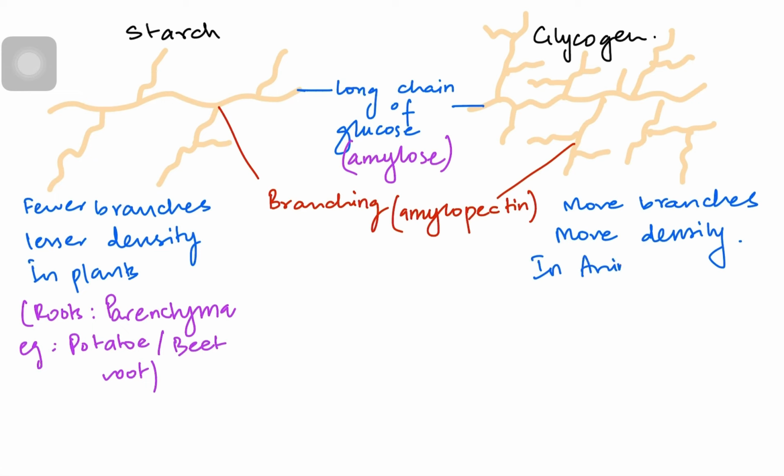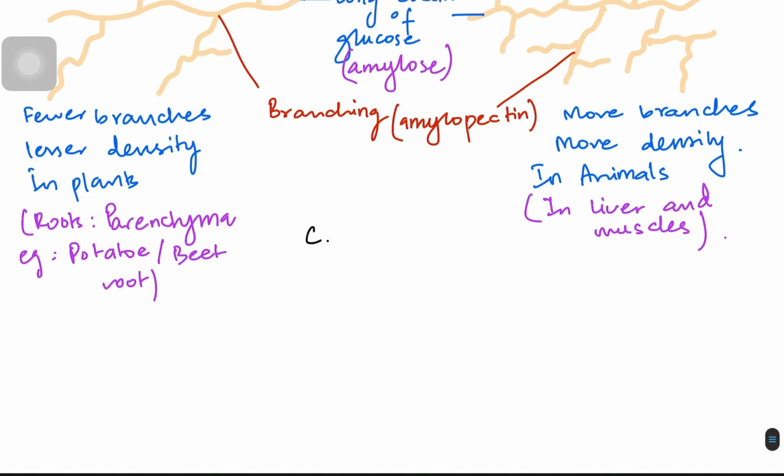Where do we find glycogen? So glycogen is in animals. For example, in our liver. When we eat food, when we have a lot of glucose taken inside the body, our body combines so many glucoses and makes glycogen in our liver and muscles.